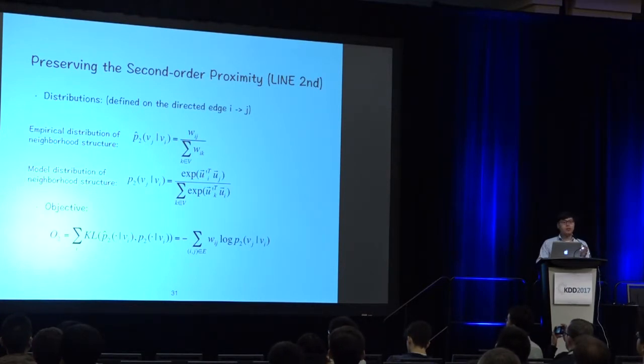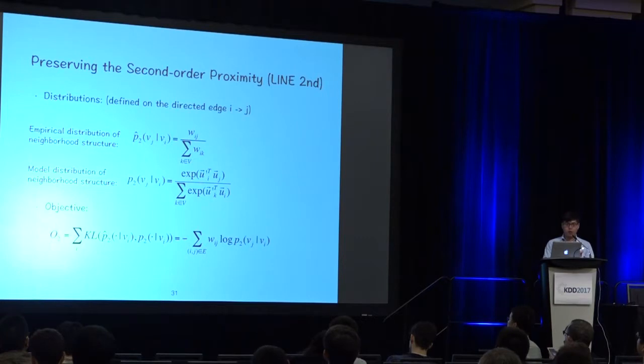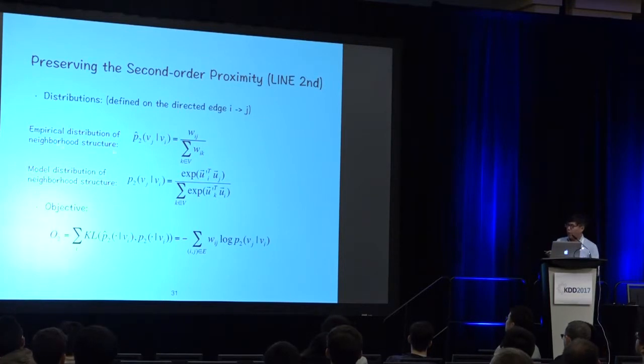And for the second order proximity, remember that the second order proximity between the nodes is a proximity of the neighborhood structures. So therefore, in order to preserve the second order proximity, we just need to preserve the neighborhood structure of every node. So we first define the neighborhood structure for every node. Empirically, for every node, we define the probability from node i to its neighbor as the weight of the edge between the two nodes, normalized by the degree of the node. So this is the probability we observe in practice.